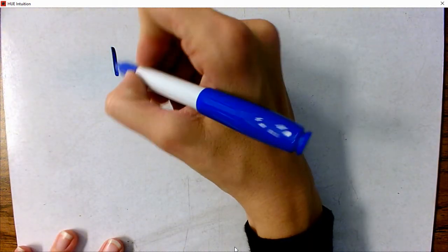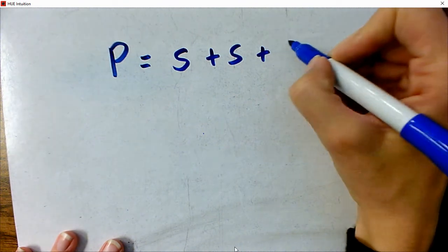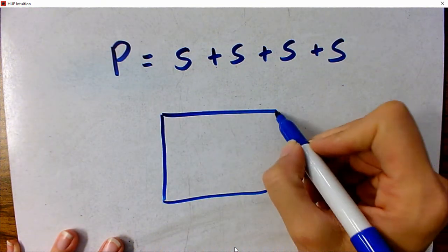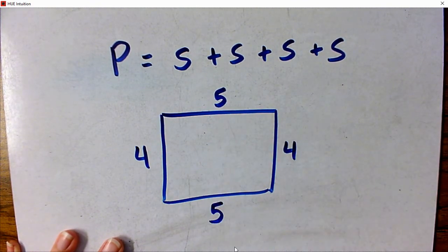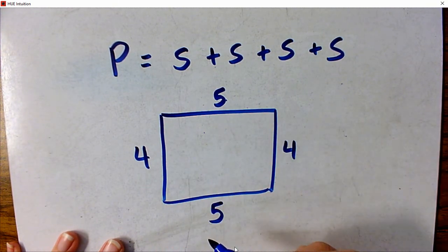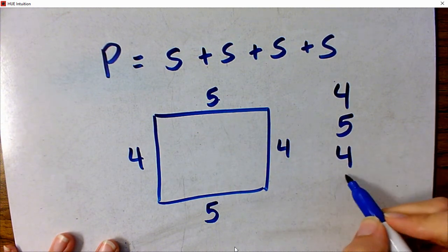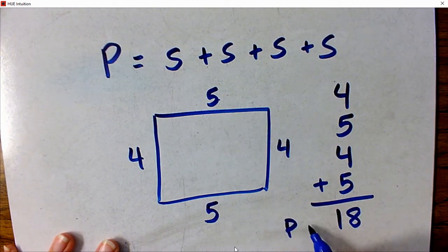We'll start with perimeter. There's a couple different formulas for perimeter. One of them is pretty simple. It says that the perimeter equals side plus side plus side plus side. So basically, if we have a rectangle, this formula says that to find the perimeter of the rectangle, all we have to do is add up all four sides. So we have 4 plus 5 plus 4 plus 5. And if we were to add all of those numbers together, we would get a perimeter of 18.